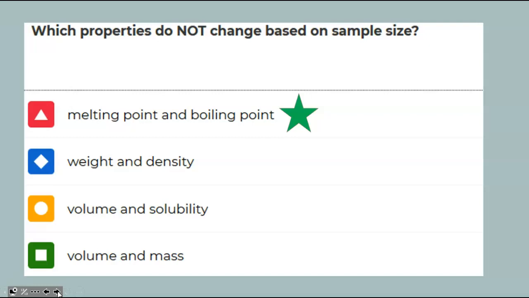So we can see that this diamond has weight. Weight does depend on the sample size. Circle has volume. That depends on the sample size. And the square has volume also, so that depends on the sample size. Melting point and boiling point do not depend on sample size.